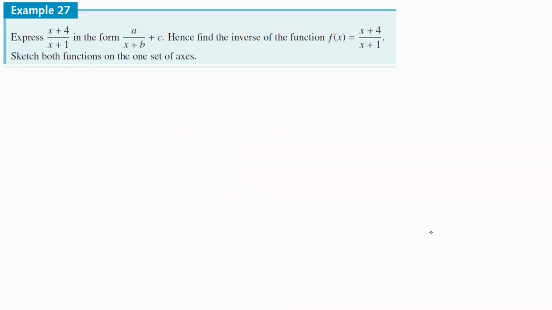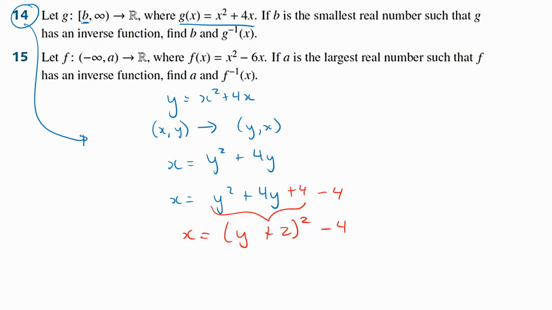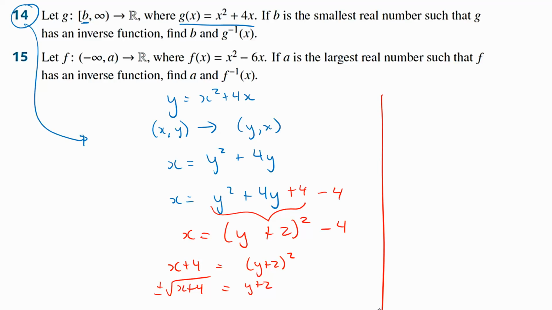Now you can solve it. Now you've got 1 y variable. It's possible. Add 4 on both sides. You now get x plus 4 is equal to y plus 2, squared. Square root both sides. Be careful here. You've got y plus 2, and then finally y is equal to negative 2 plus or minus root x plus 4. This is not your answer yet.